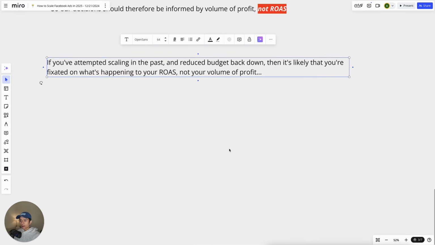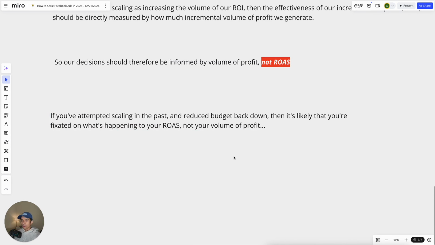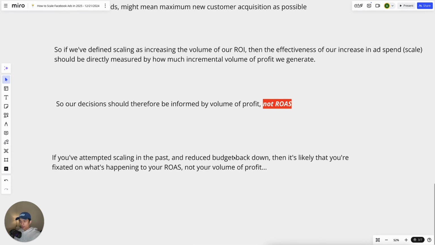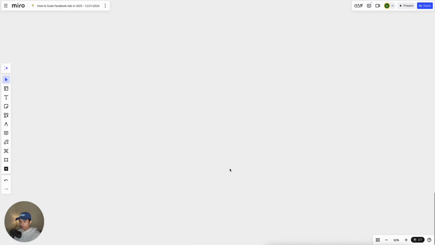And if you've attempted scaling in the past and reduced the budget back down, then it's likely that you are fixated on what's happening to your ROAS, not your volume of profit. I rarely hear, working with brands that are successful in this 50 to 150K range, you know what? Every time I scale, I can't seem to generate enough incremental volume in my ad spend to be able to create more profit or more contribution profit, right? It's always my ROAS is going down. And we've just logically walked through why that is not the appropriate metric or benchmark when deciding whether or not our scale is effective and how to make scaling decisions.